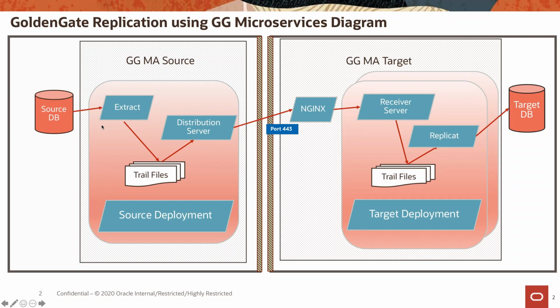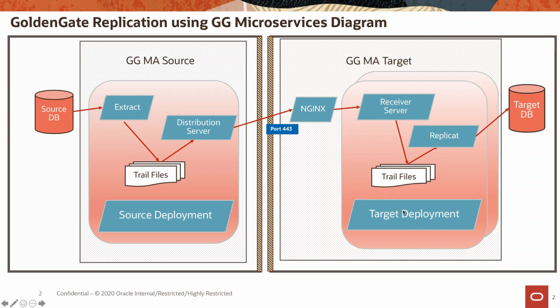So in the source microservice architecture, there is a source deployment we have deployed. And in that deployment, we have extract to extract data from the source database, which we're using is Oracle 12c database, and writing to the GoldenGate trail files. And we have a distribution server to pick up data from trail files and send the data to the target GoldenGate microservice architecture. The target microservice architecture has a Nginx, which is the reverse proxy server configured.